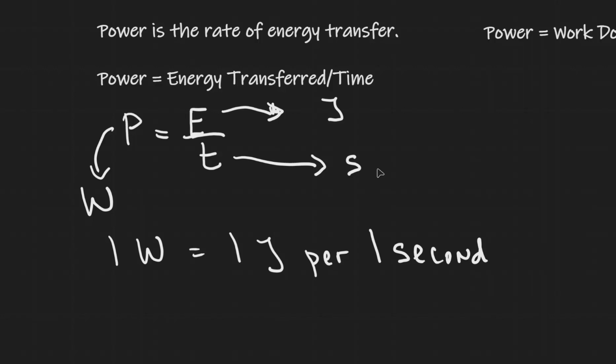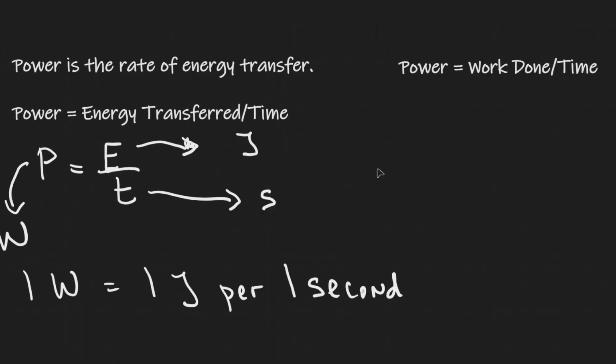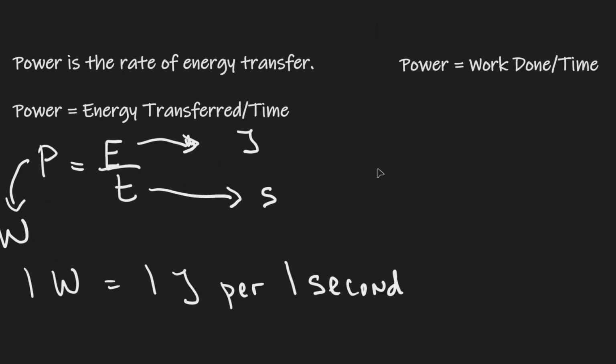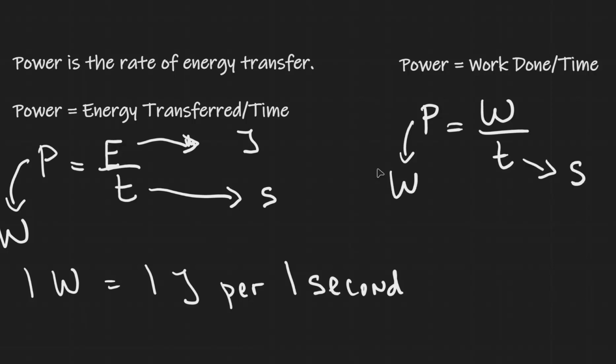Alternatively, we can also define the power as the work done divided by the time, because the amount of energy transferred in physics is actually equal to the work done. So we can also say that power is equal to work done divided by the time that's elapsed. In this case, the power is also measured in the watt, the time is measured in seconds, and the work done is actually also measured in joules.